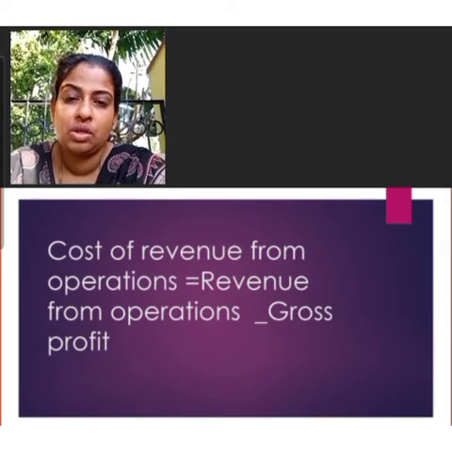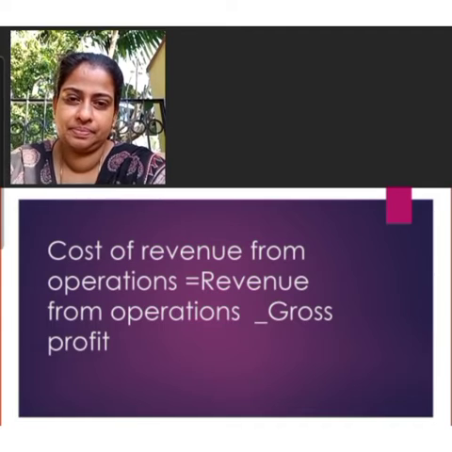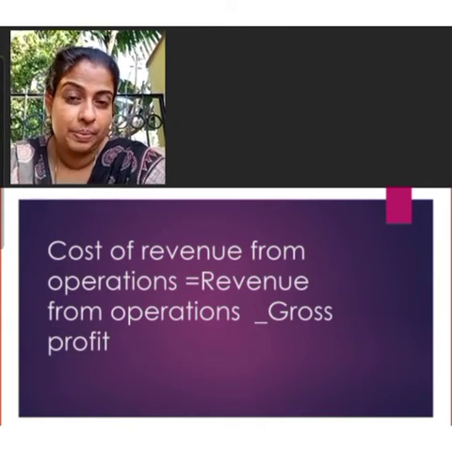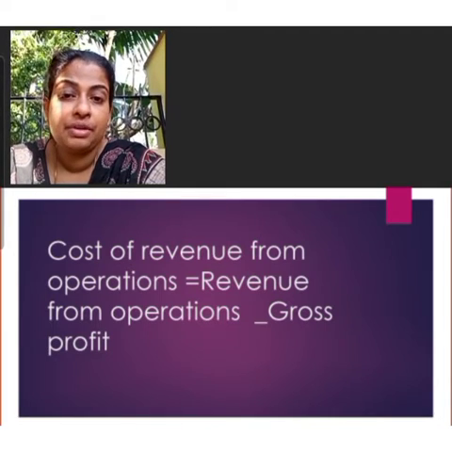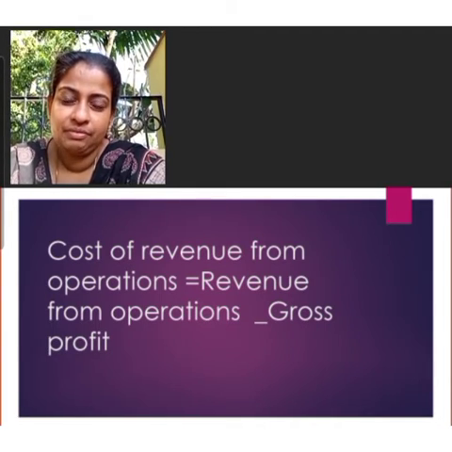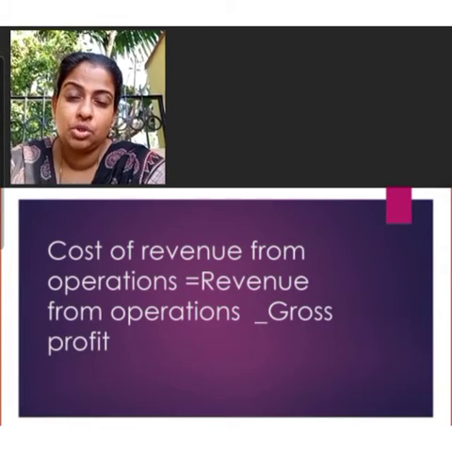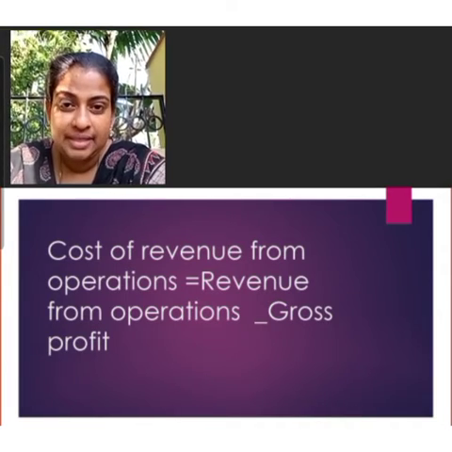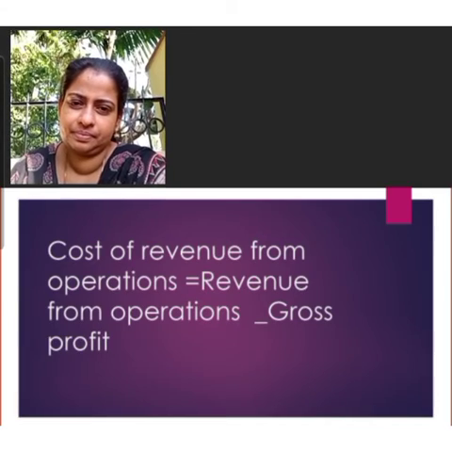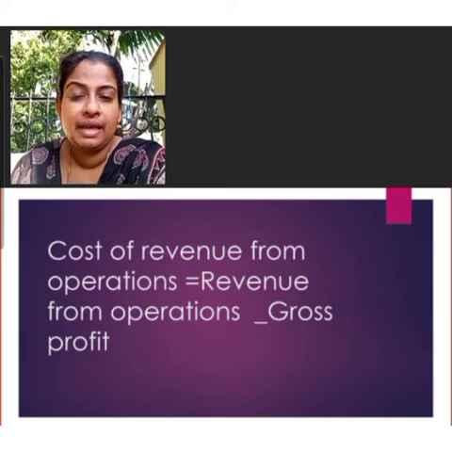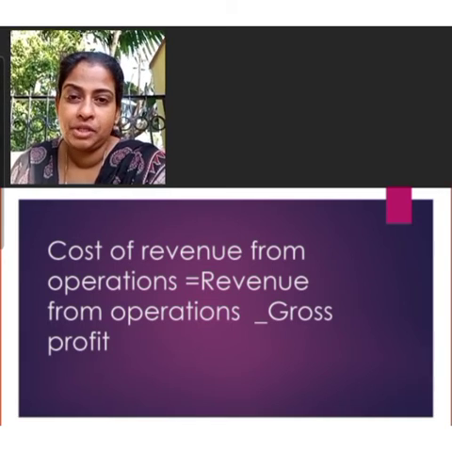The net amount equals cost of revenue from operation. With the help of these details, cost of revenue from operation and revenue from operation, we will get the amount of gross profit. Gross profit equals revenue from operation minus cost of goods sold. Or by applying another formula, we will get the amount of cost of revenue from operation.